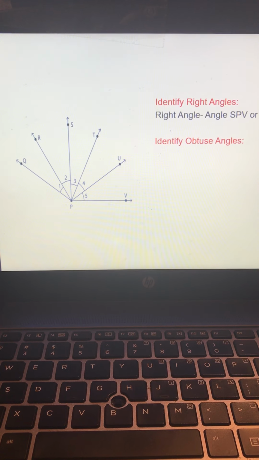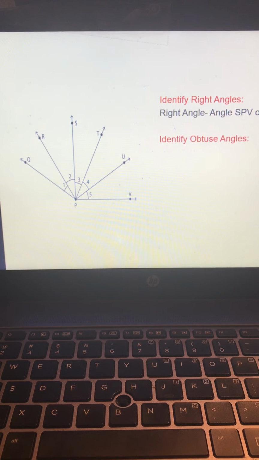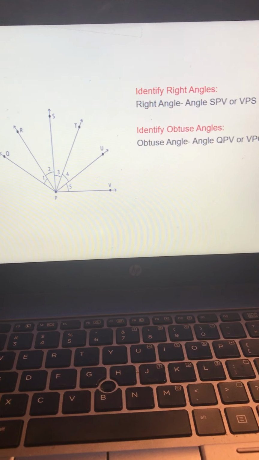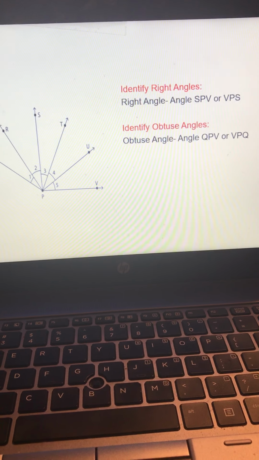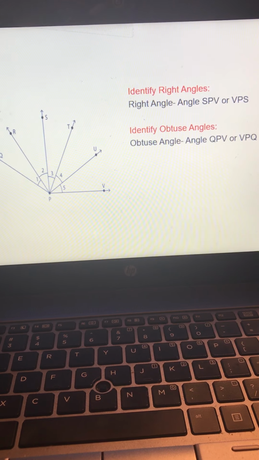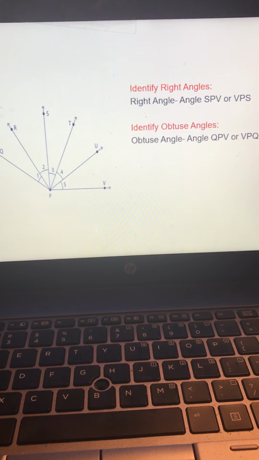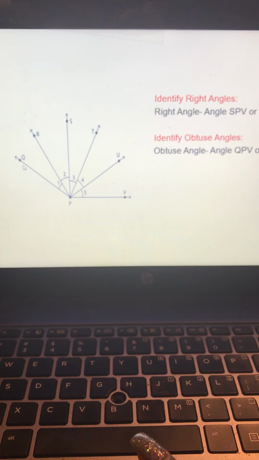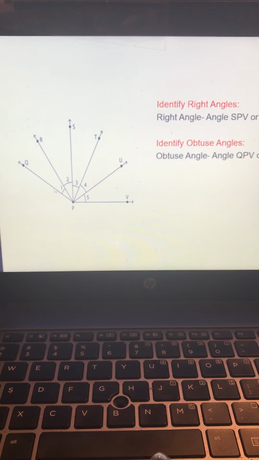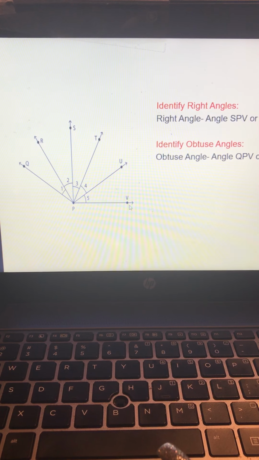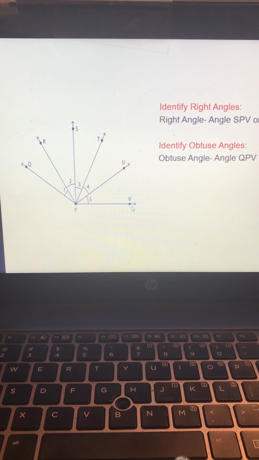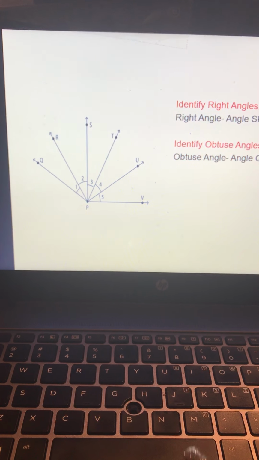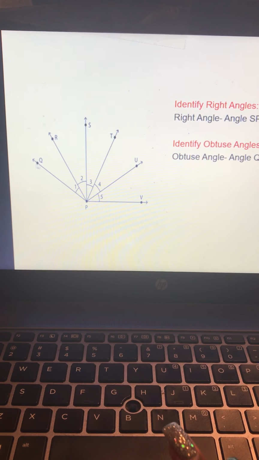Next, let's identify our two obtuse angles. So we have obtuse angle QPV or VPQ. Again, I'm going to use my mouse to point that out. So we have angle QPV, or we can read it the other way, VPQ.